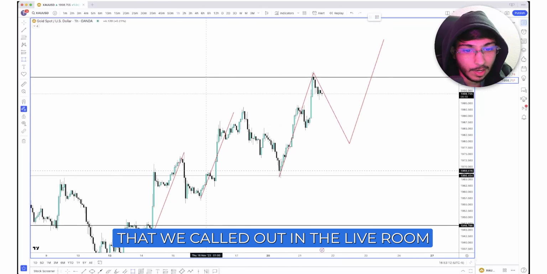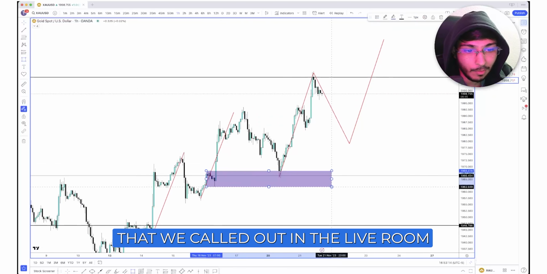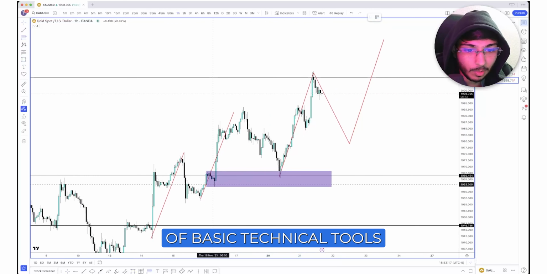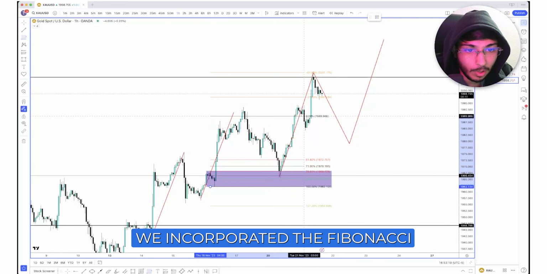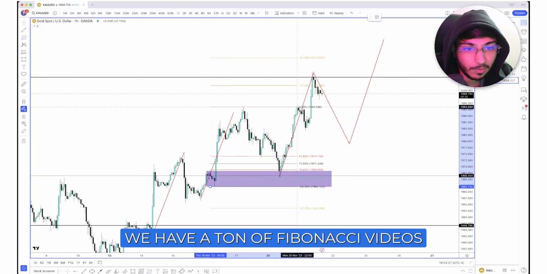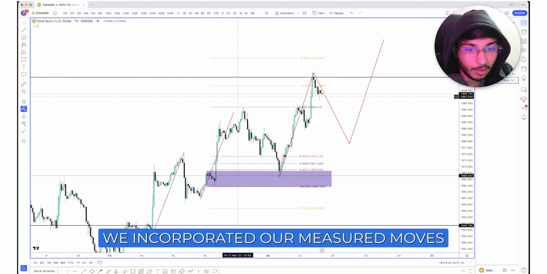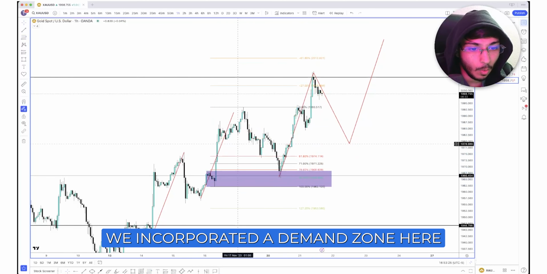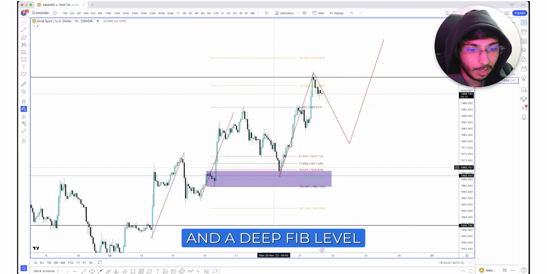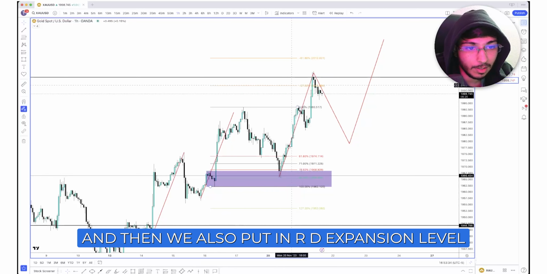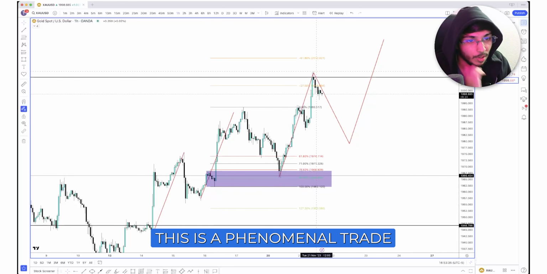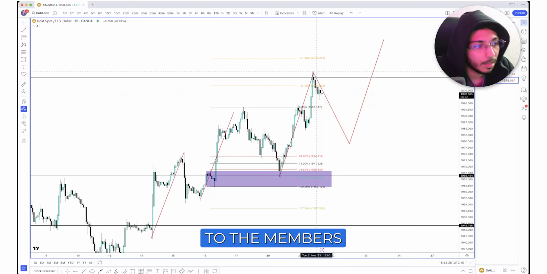This was actually a trade that we called out in the live room. So this trade had a number of basic technical tools. We incorporated the Fibonacci. We have a ton of Fibonacci videos on this channel. We incorporated our measured moves. That's something you can learn as well. We incorporated a demand zone here and a deep fib level, and then we also put in our extension level. This was a phenomenal trade, a little bit over 400 plus pips to the members.